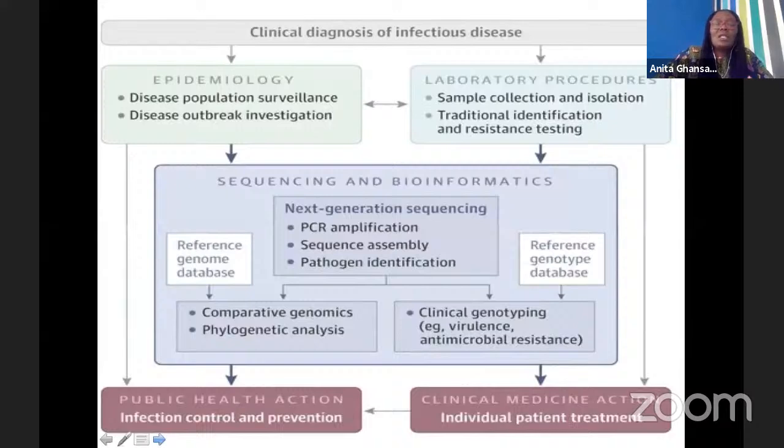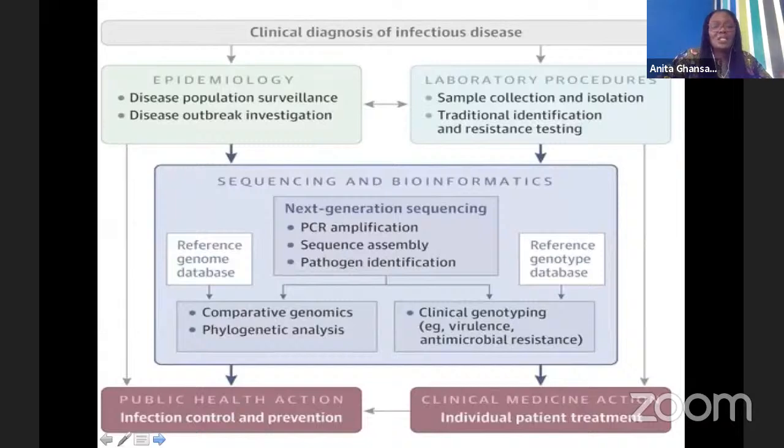But we can go further by using sequencing and bioinformatic tools to get more insights in the sequences that we generate. So we do our PCR amplification, we assemble our sequence, and then we do our pathogen identification. You map it onto reference genomes. You do your comparative genomics and phylogenetic analysis, clinical genotyping.